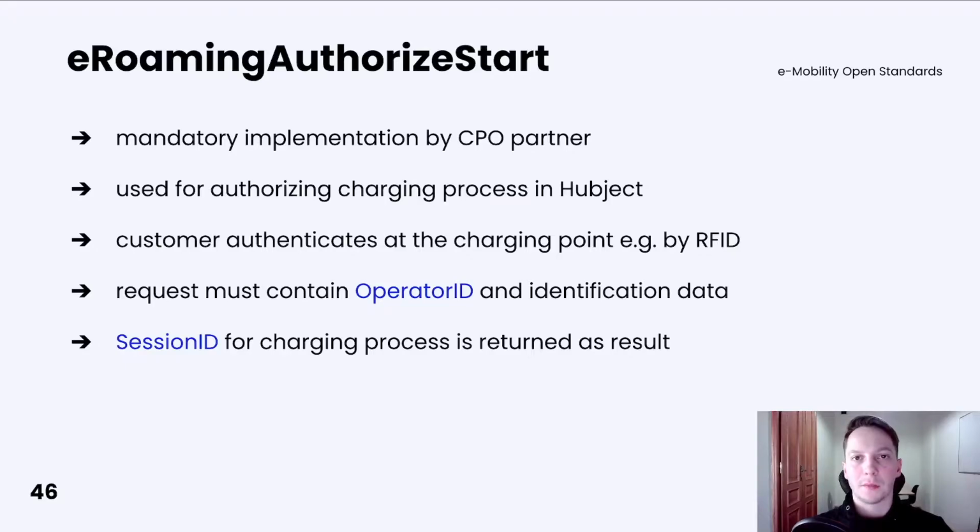The auth request comes from the CPO to the Hubject platform, and then eventually it goes to the EMP. Every request must contain operator ID and type of identification data. As a result, you may expect a generated session ID for the charging process.